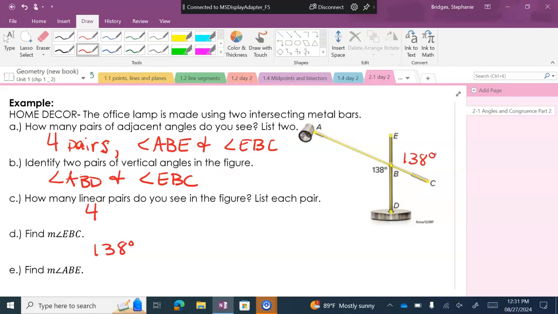Yep, I'm going to take 180. I'm going to subtract 138. You guys need to understand this because you're going to do this a bazillion times this year. We find out that that is how many degrees? 42. Let me ask you, what would this one be? 42 as well because they are vertical angles.